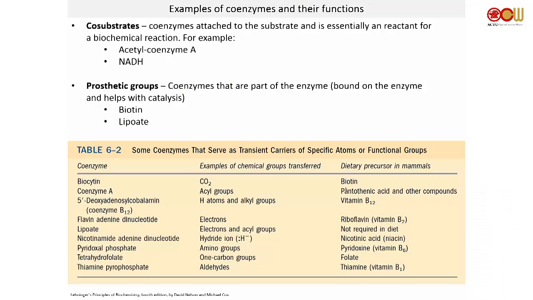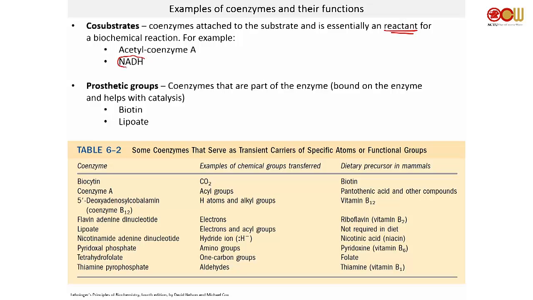Coenzymes. Like I said, we break them into co-substrates and prosthetic groups. Co-substrates are coenzymes that are attached to the substrate and are essentially a reactant for a biochemical reaction. Some examples are acetyl-CoA and NADH. These molecules we're going to hear a lot about in the next semester when we talk about biochemistry 2.